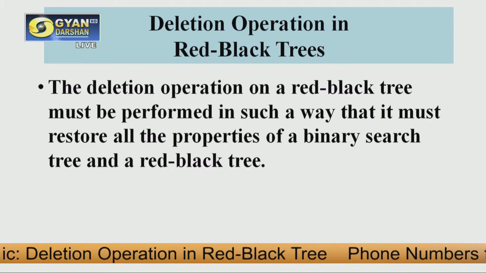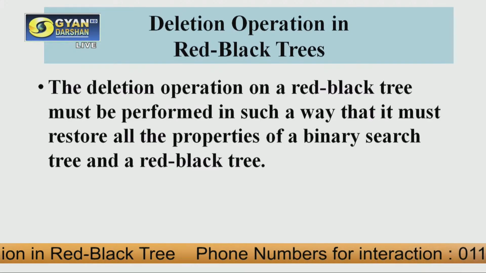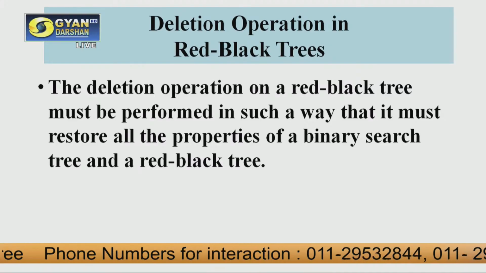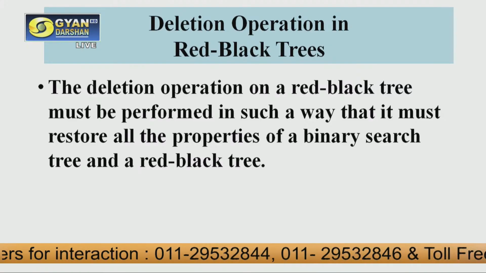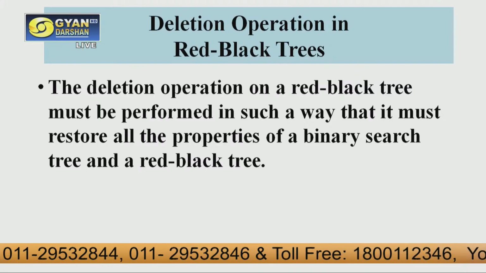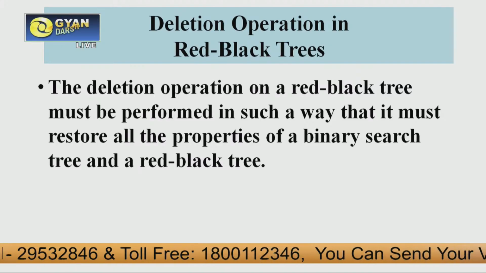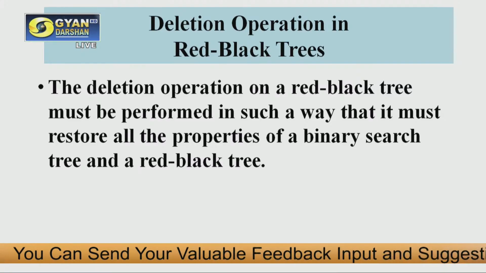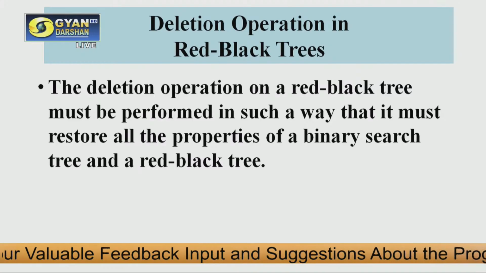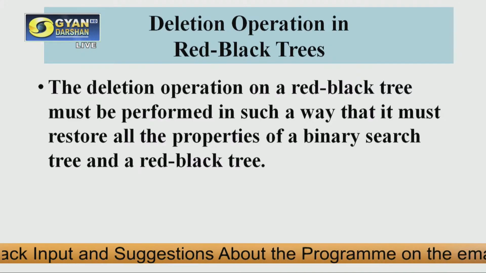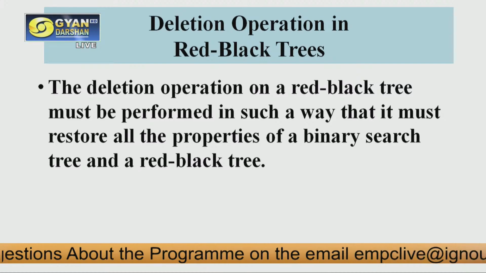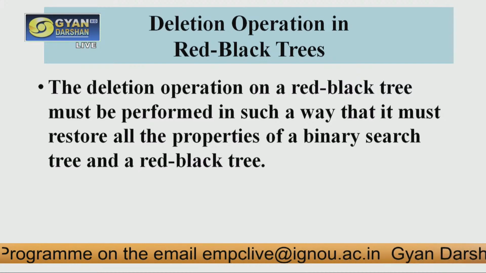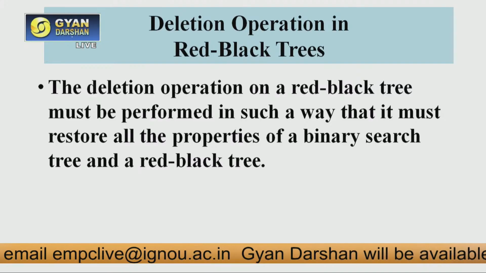Which is a very important operation in red black tree. So in the deletion operation in red black tree, first of all it follows the binary search tree deletion procedure. As we know that in binary search tree deletion procedure, if the node to be deleted is a leaf node, then we simply delete it. But if the node to be deleted has a single child, then the node is replaced by its child. And if the node to be deleted has two children, then the node is replaced by its in-order successor. So that procedure is followed in red black tree also.